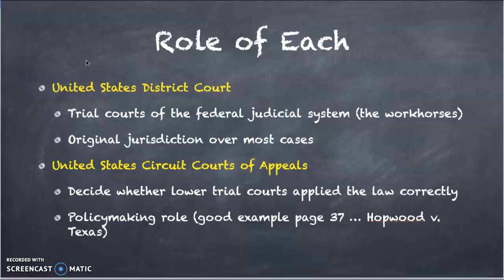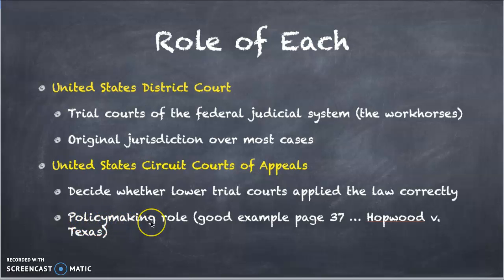Since most of the cases do not go beyond the circuit courts of appeals, they do have a significant policy-making role. So if the Ninth Circuit, for example, were to make a ruling, that ruling would apply to only those states within the Ninth Circuit. But if someone appealed to the Supreme Court and the Supreme Court elected not to hear that appeal, then the case that was decided by the Ninth Circuit would be binding on those states. In other words, that's the law of the land.